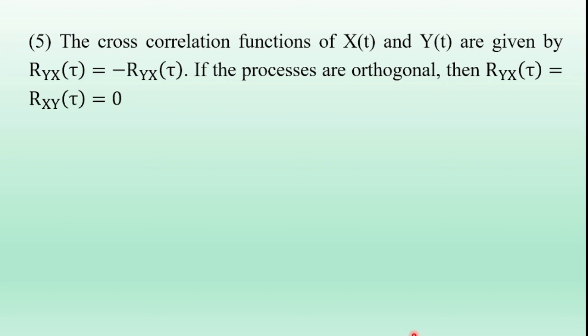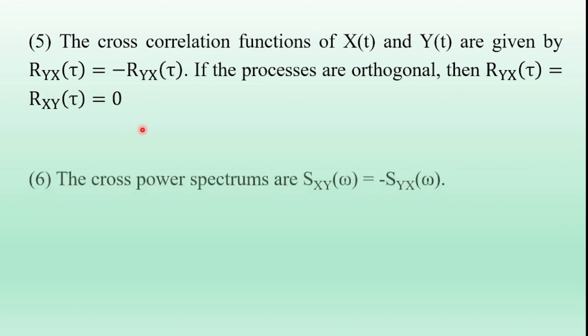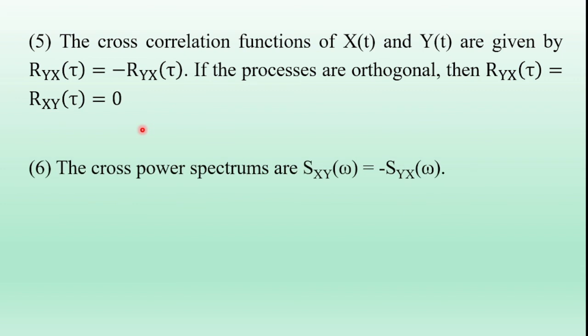And next property, the cross correlation functions of the random processes x of t and y of t are given by Rxy of tau is equal to minus Ryx of tau. If the processes are orthogonal, then Ryx of tau is equal to 0 and Rxy of tau is equal to 0. And next property, the cross power spectrums are Sxy of omega is equal to minus Syx of omega. This is already proved in my previous videos, on properties of the cross power spectral density.